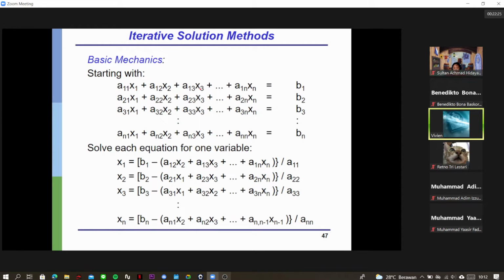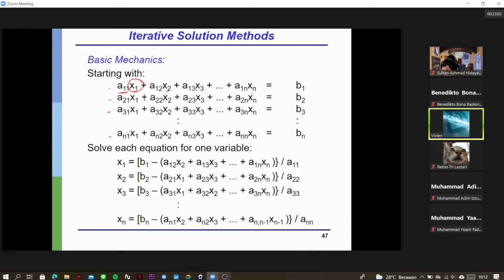We will start here with n equations to solve for n unknowns, then we have the right-hand side. To solve this, we reshape the equation so that we can solve x1 from the first equation. So x1 will equal b1 minus, we move all of the other terms to the right and divide by the coefficient of x1, so we have b1 minus a12x2 plus a13x3 and so on, divided by the coefficient a11.